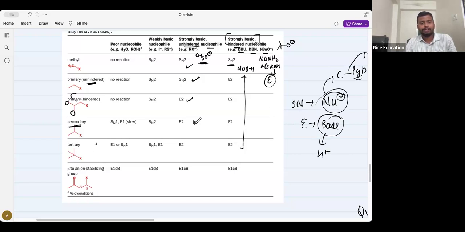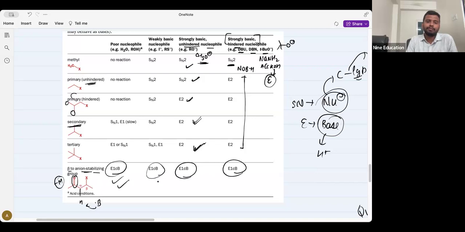See, if you have 3 degree alkyl halide and you have CH3O minus written on the arrow, you will do E2 elimination. And last is if you have beta to anion stabilizing group, let's say you have any minus M group here, this hydrogen, any base will come and take, you have any minus M group, anion stabilizing group, which can stabilize this anion, you will have E1cB.